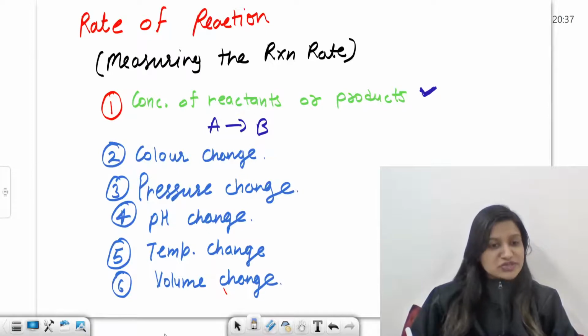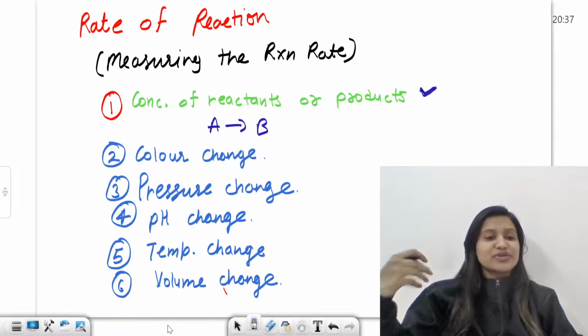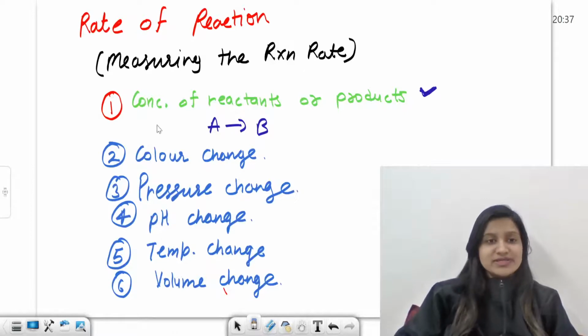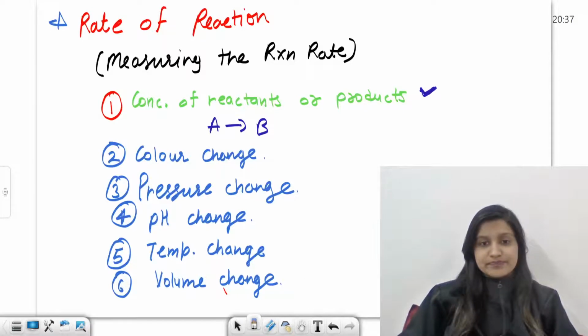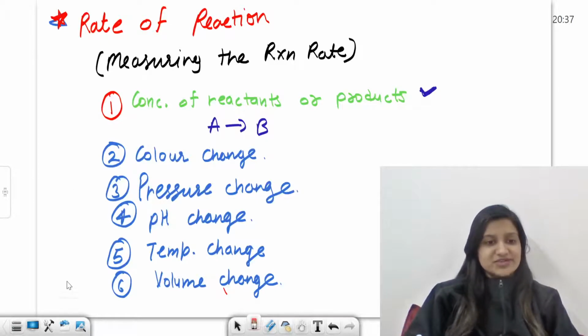Pressure change, volume change. These can also be taken, right? So these are the factors, okay guys? So now let's take what? Now we'll be taking concentration in order to get the rate of the reaction, okay?